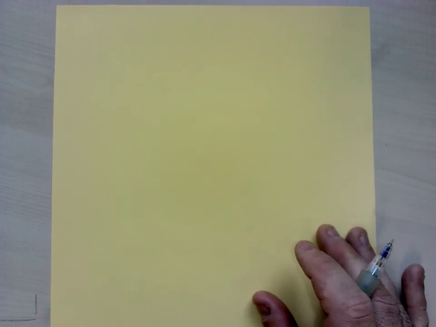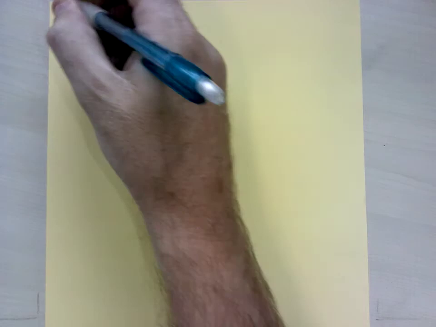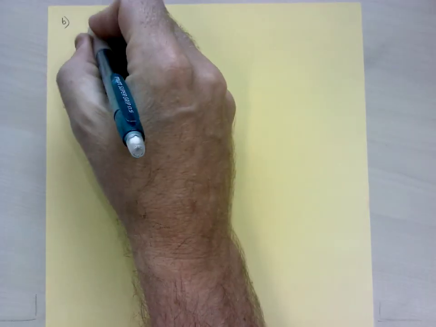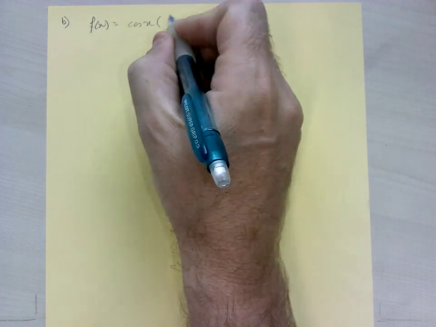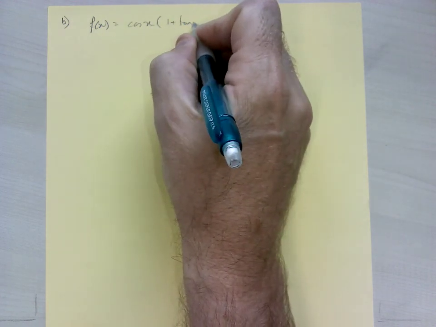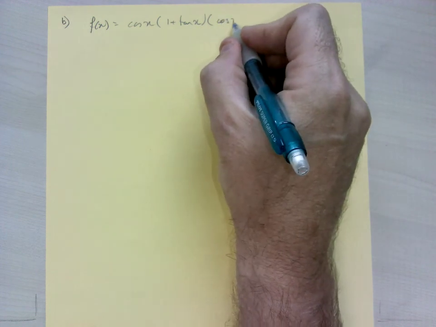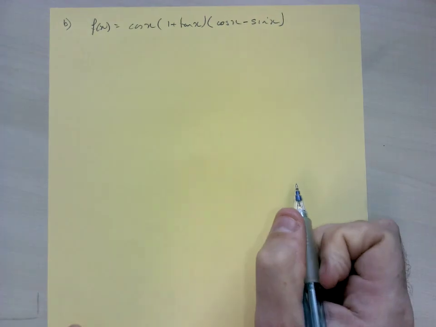Let's move on to part B. Make sure you've got my paper in the right place. Part B. Gives me a function, function of x. Let's jot this down. Cos x, 1 plus tan x, times cos x minus sine x, making sure I copy that down carefully.